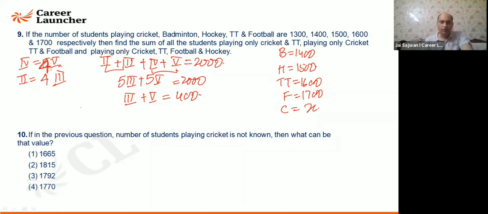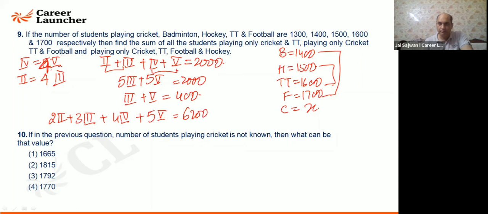Also, you know that the people who are playing 2 games, if I'm going to sum up these values, will be counted twice. The people who are playing 3 games will be counted thrice. The people who play 4 games will be counted 4 times. People who play all 5 games will be counted 5 times. And the summation of this is coming out to be 3100, 6200. I hope it is clear. Plus X. Now you already know this value.